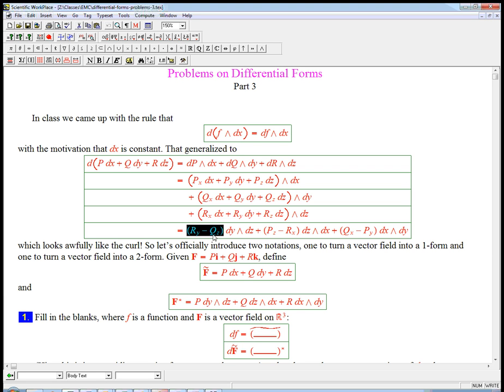And these guys should look awfully familiar. These combinations of partials, if these had been the components of a vector field, if it was Pi plus Qj plus Rk, these would be exactly the components of the curl. And that makes sense because we've actually seen when we talk about flux integrals how there's this correspondence between vector fields and two forms that seems to put the P here, the Q here, and the R here. So let's formally define that.